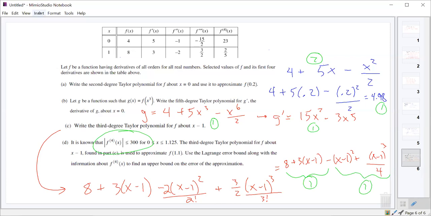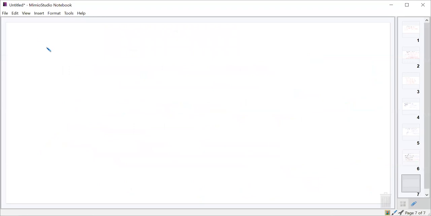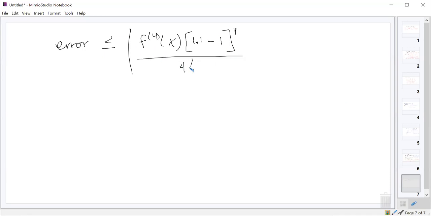So our error for part D, different color, I can't see that very well. Our error ought to be less than or equal to the absolute value of the fourth derivative of our function times the x value that we were looking at, which was 1.1, I think, minus our 1 to the fourth over our 4 factorial.